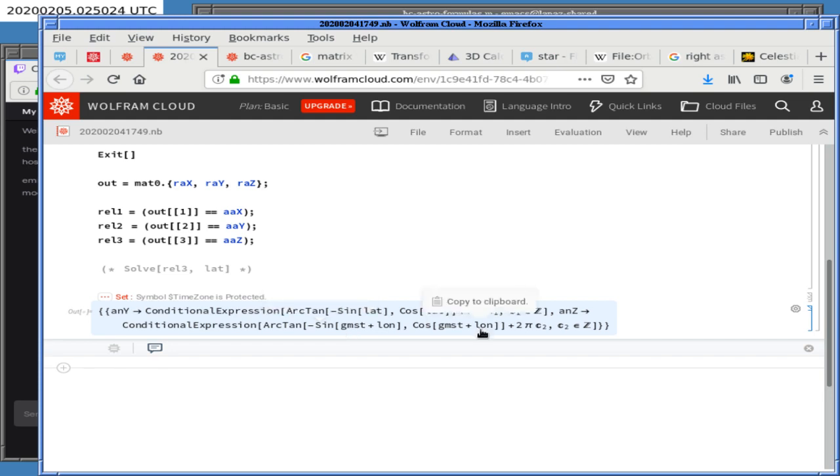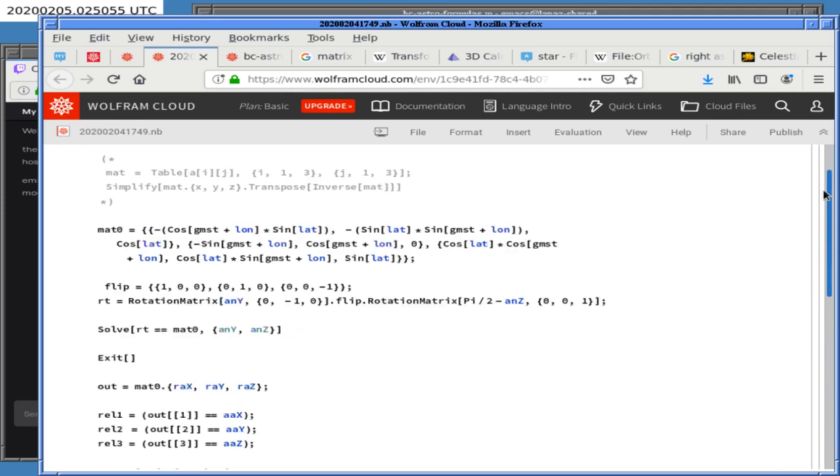We can do that. So this is the arctan of minus sine over cosine, which is minus tan. Arctan of minus tan is the angle, maybe the negative of the angle. Arctan of this minus this is negative the latitude, longitude. Oh, yes, because the angle z is actually the flip for the longitude. Angle y is flip for the latitude.